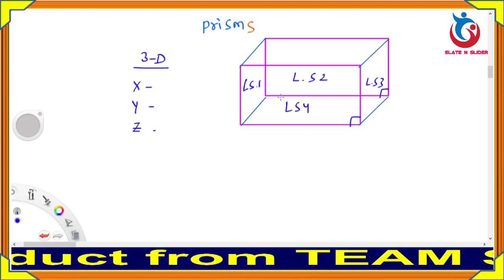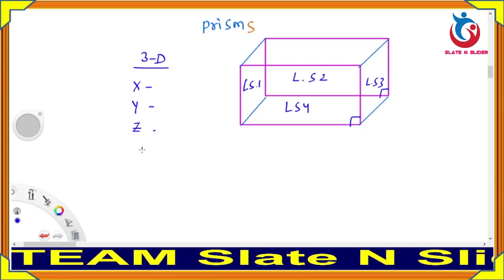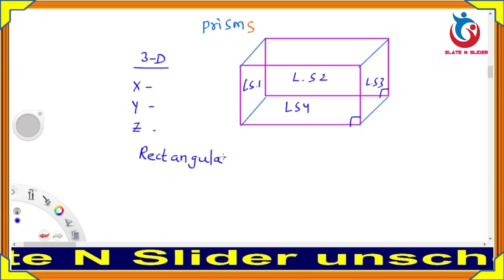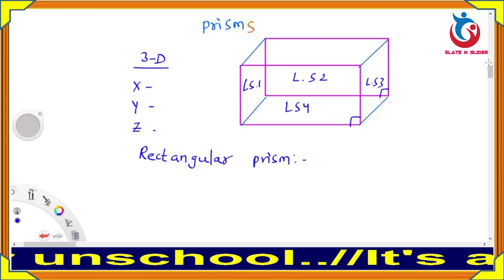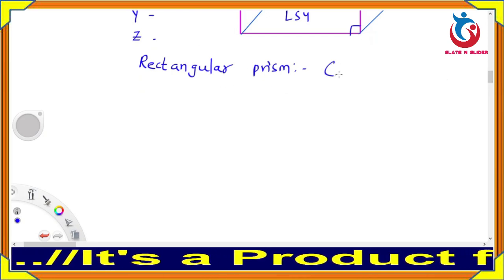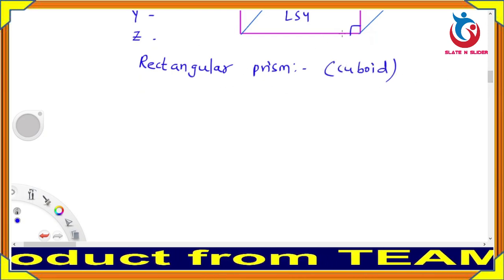So here just observe the base. The base is in rectangular shape, so this figure is called a rectangular prism. But it has one more name, that is cuboid. And observe one more.